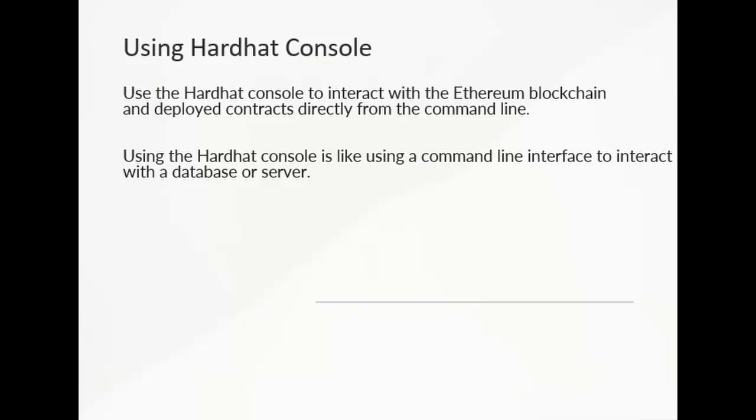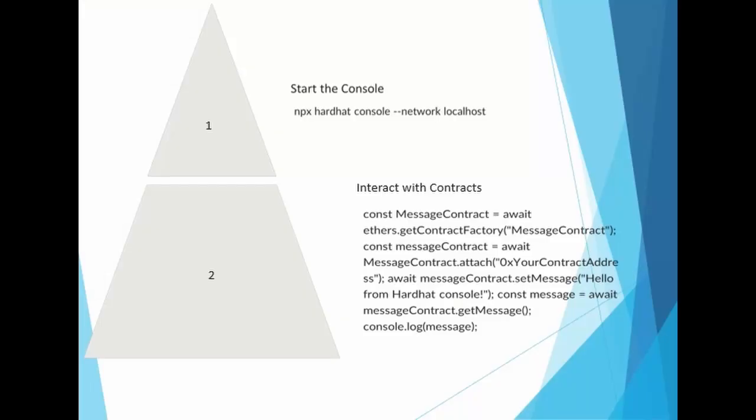The Hardhat console can be used to directly interact with the Ethereum blockchain and deployed contracts directly from the command line. It is like using a command prompt to interact with a database or server. Start the console using the given command npx hardhat console --network localhost. Then, the script given below can be used for interacting with the contract.